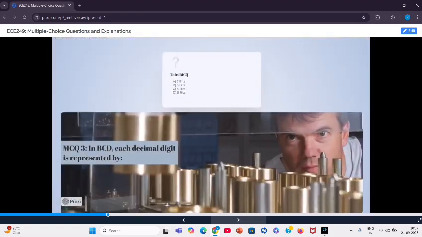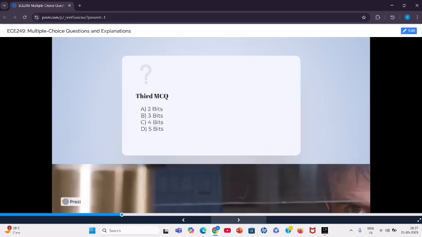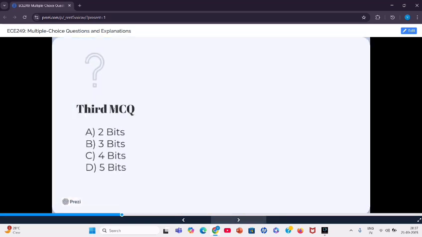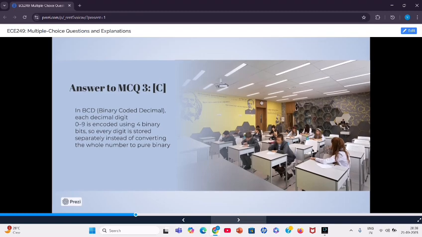Moving on to the third question. In BCD, each decimal digit is represented by option A 2 bits, option B 3 bits, option C 4 bits, option D 5 bits. So the correct answer is option C, 4 bits. In BCD, each decimal digit 0 to 9 is encoded using binary bits. So every digit is stored separately instead of converting the whole number to a pure binary number.